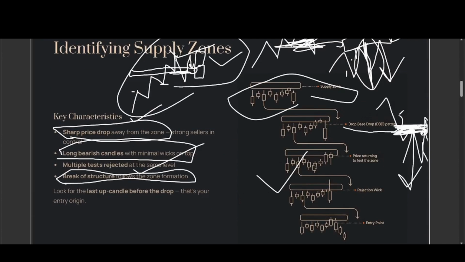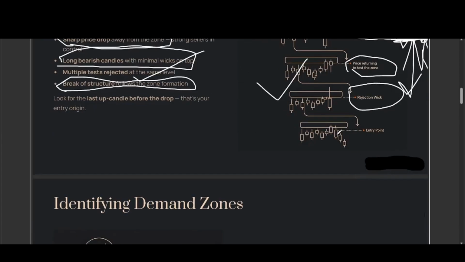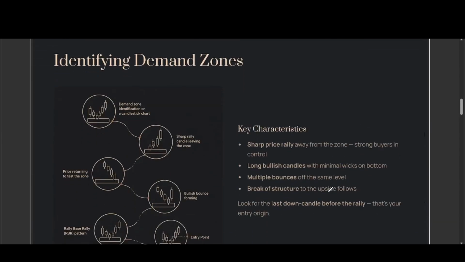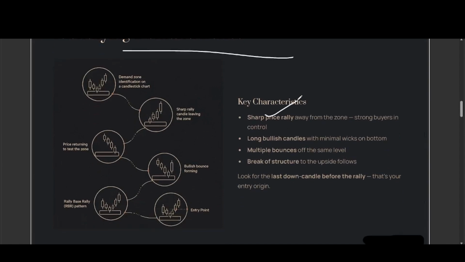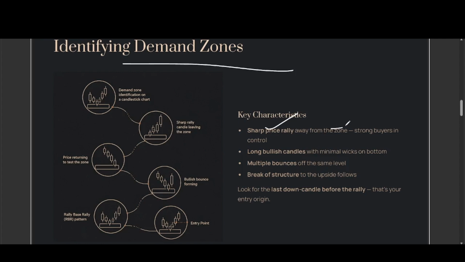You see a big drop, a base, the price retests, you see a good rejection wick, and after the retest you enter. Now, how to identify demand zones? A demand zone is basically a sharp price rally away from the zone, with strong buyers in control.